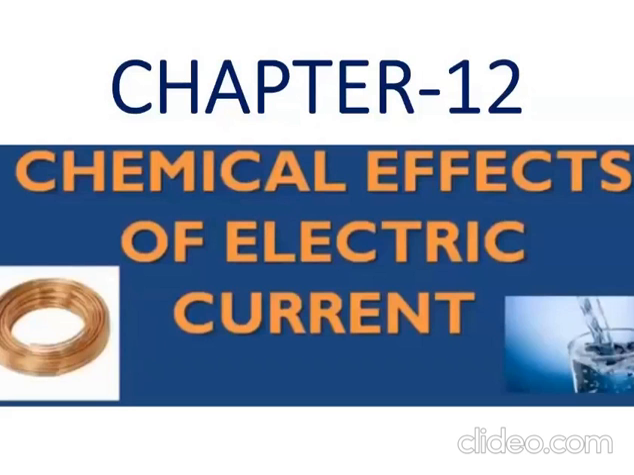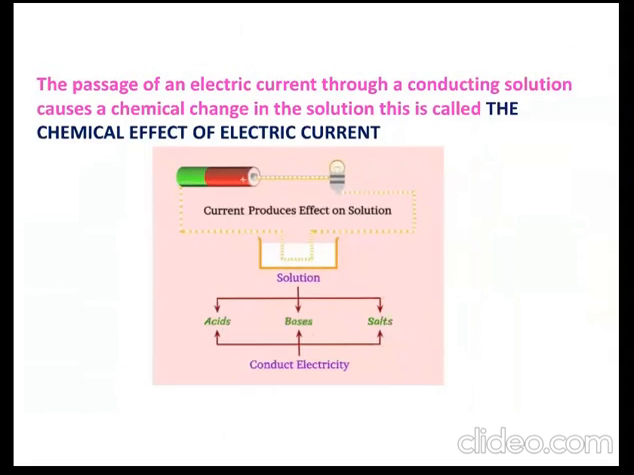Good morning, children. This is class 8 science, chapter 12, chemical effects of electric current. So this is our second class on the chemical effect of electric current. What do we mean by that?